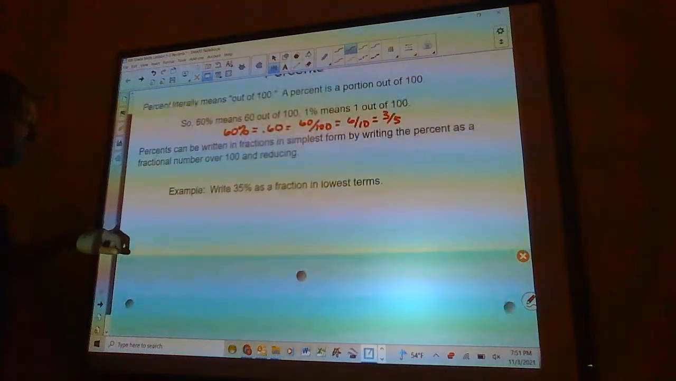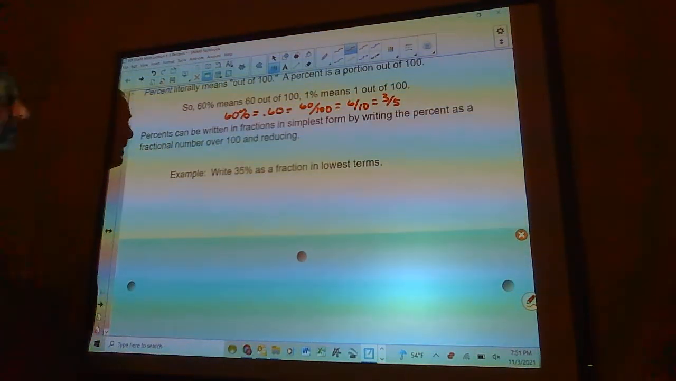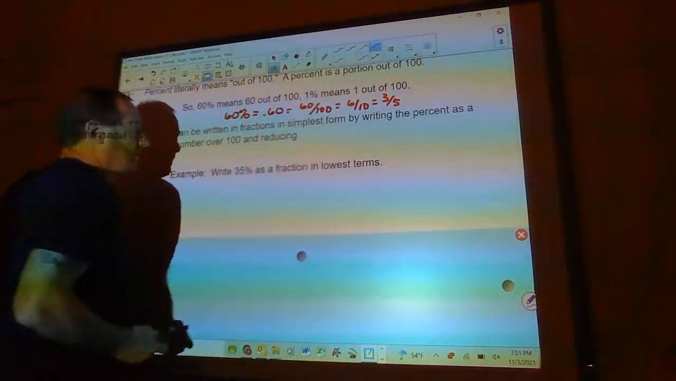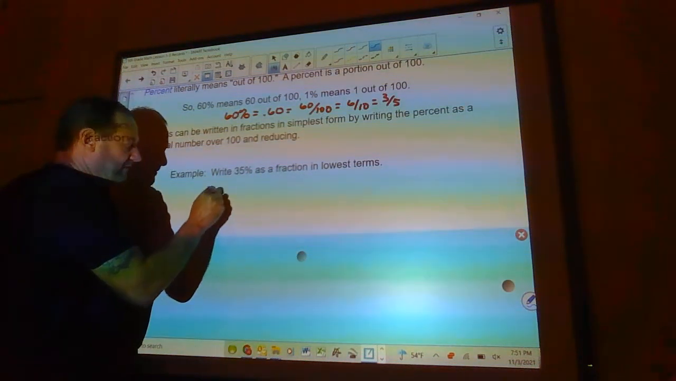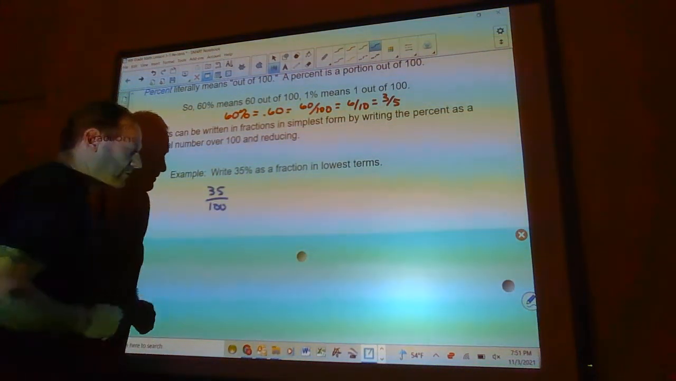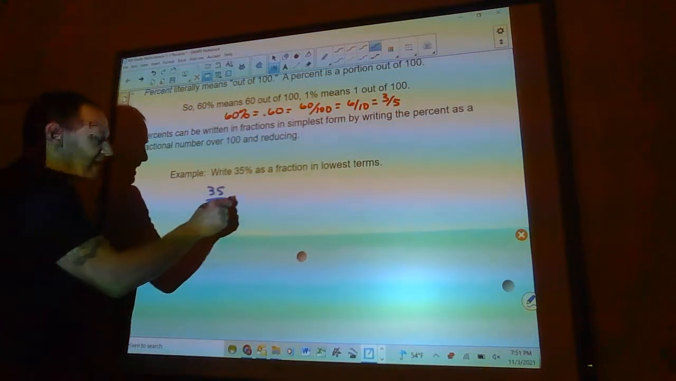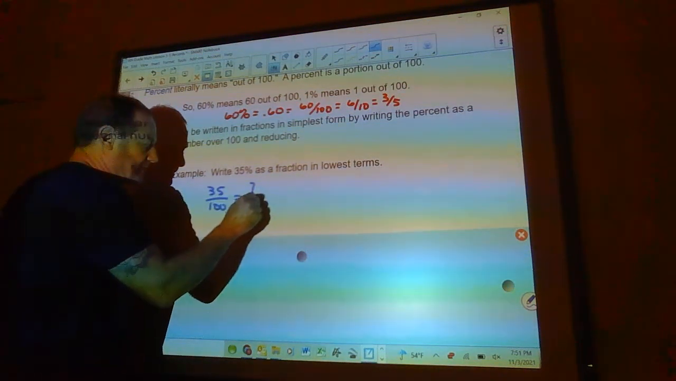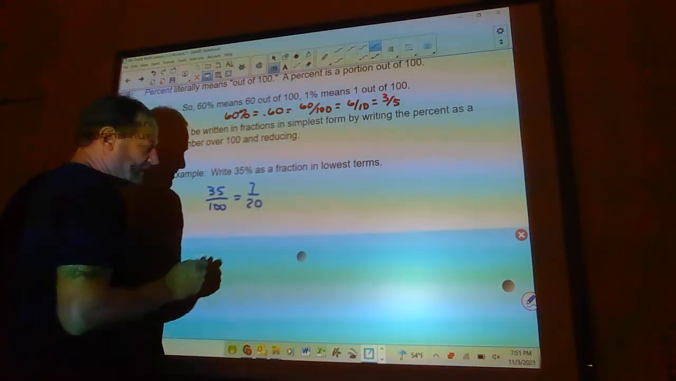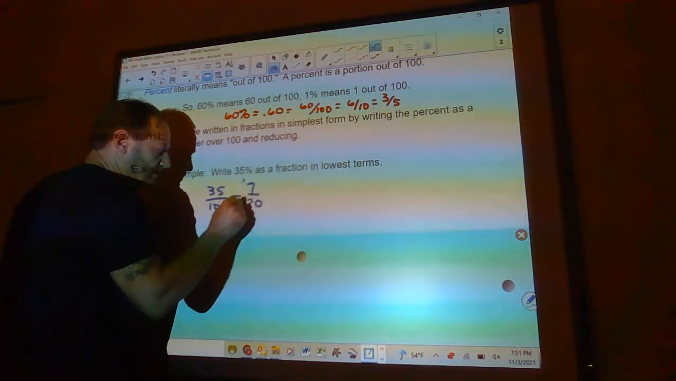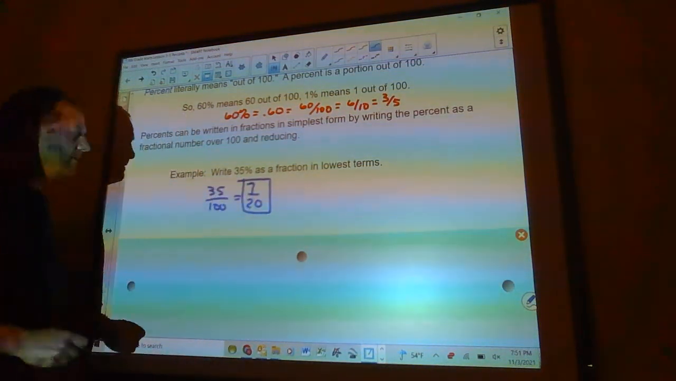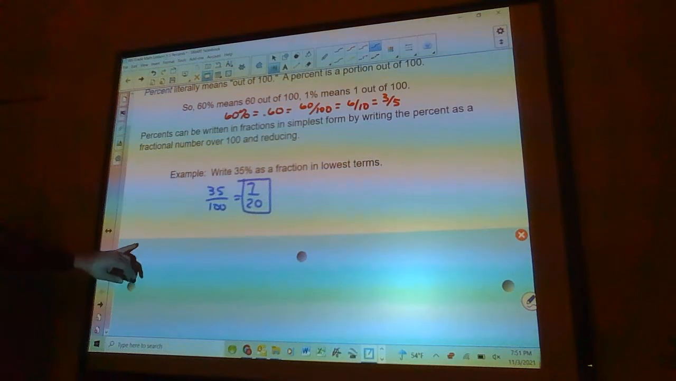Write 35% as a fraction in lowest terms. We would write it as 35 out of 100. 5 will go into the top and bottom of that. It goes into the top 7 times and into the bottom 20 times, and that's as far as it's going to go. So 7/20 would be the answer. That's the fraction in lowest terms.